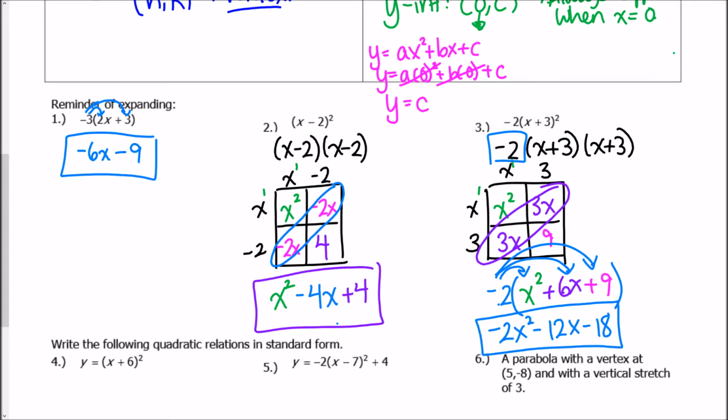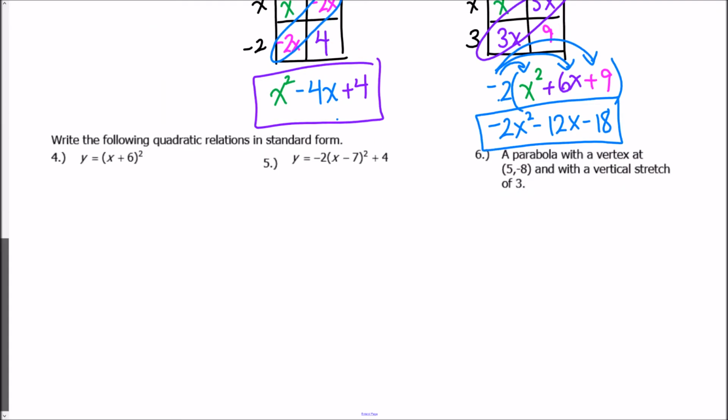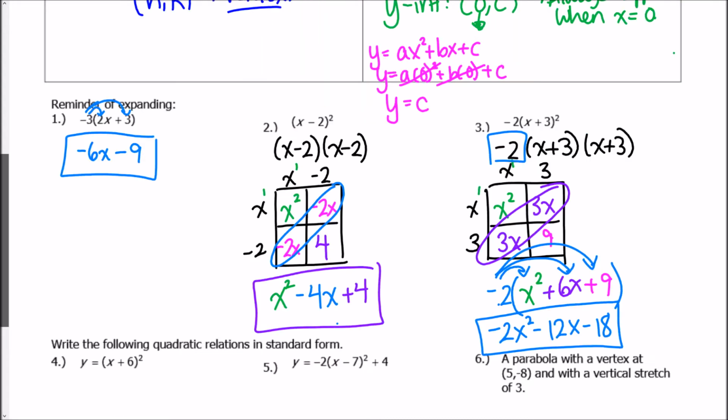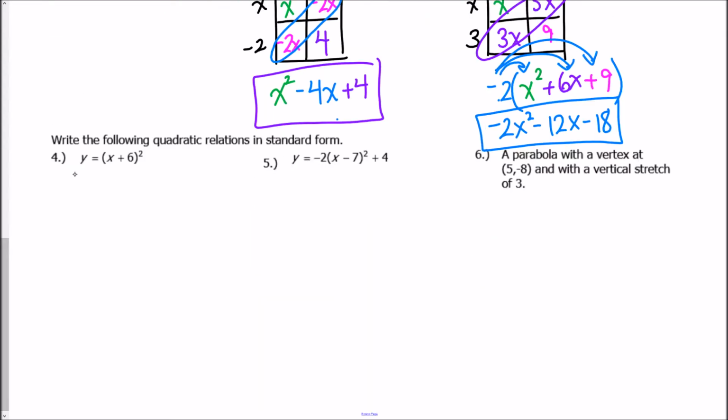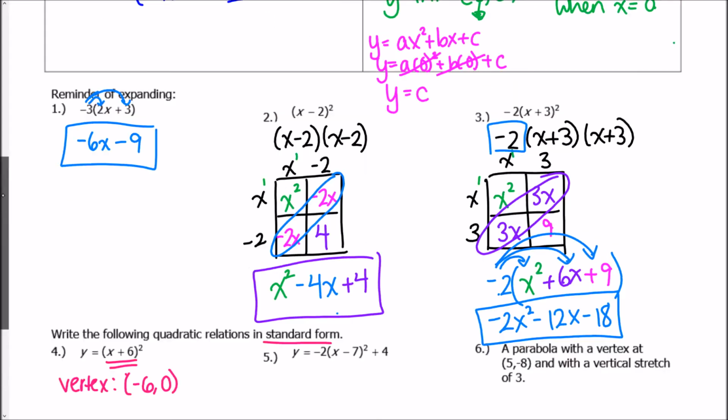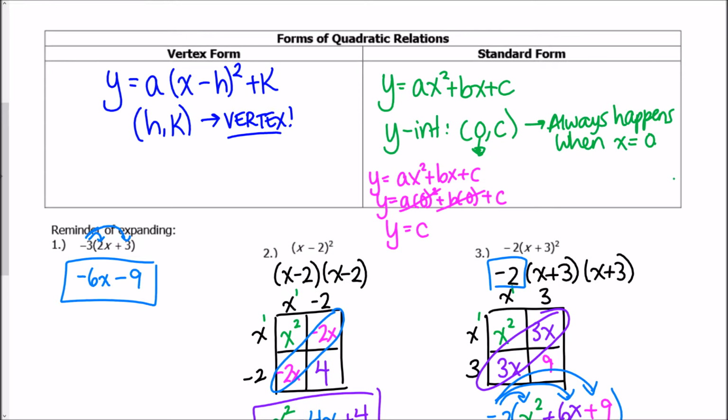Okay? All right, so now let's go ahead and talk about question number 4. It says, write the following quadratic relations in standard form. So first of all, by looking at this equation, I can see that the vertex of my parabola is going to happen at negative 6, because remember, it's always the opposite number here. And then it would be negative 6 and then 0, because nothing is being added on right here. So I know that's where my vertex is going to be. Now I'm going to expand it so it's in standard form, so it looks like ax squared plus bx plus c, no brackets at all.